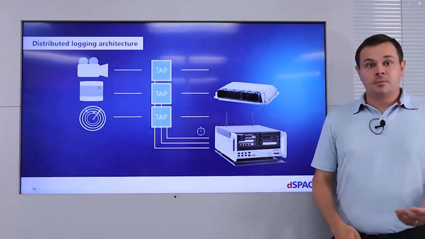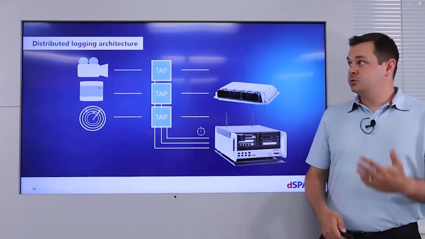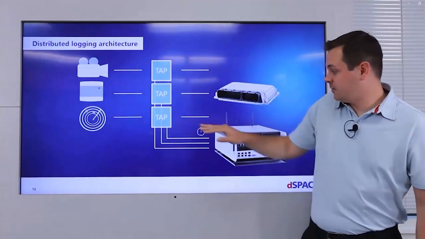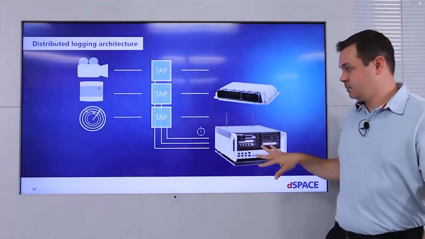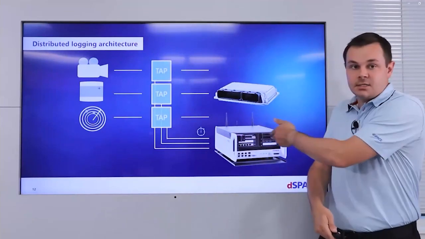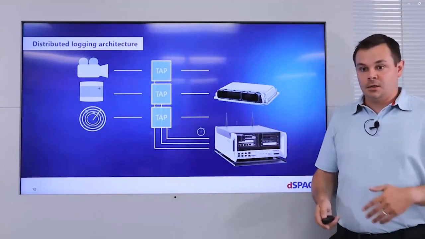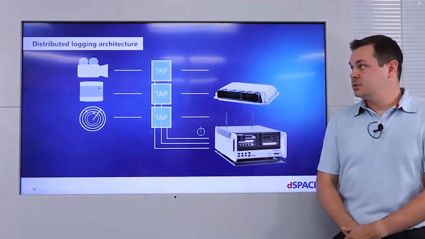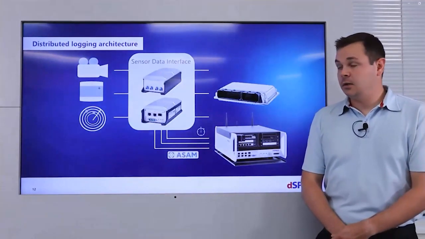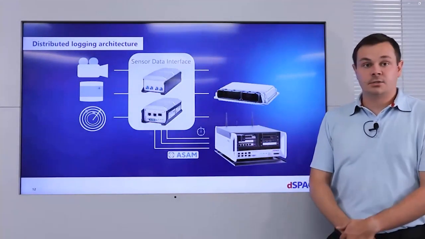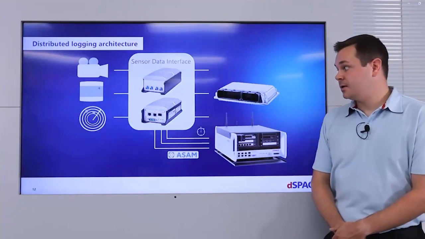However, there may be some cases where you'd like to do a more distributed logging architecture, where you'd like to have external tap devices in addition to having just a logger here. Maybe because you ran out of PCIe slots in the logging system, you need more Ethernet or you need more camera interfaces. And if you'd like to do that, that is something that we can support with the new sensor data interface, the new SDI box.